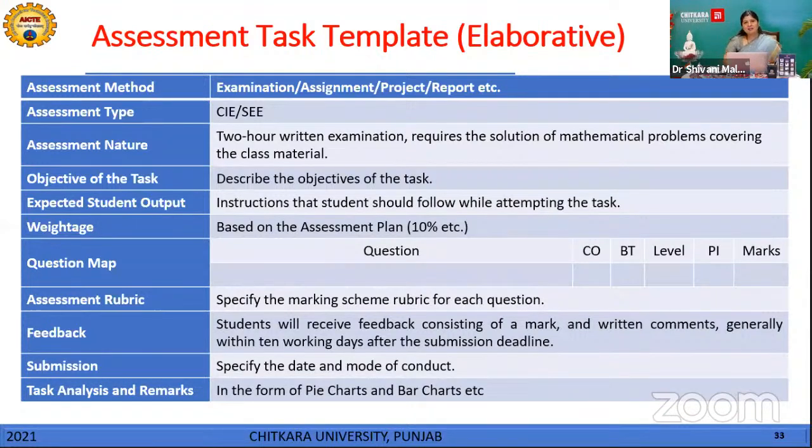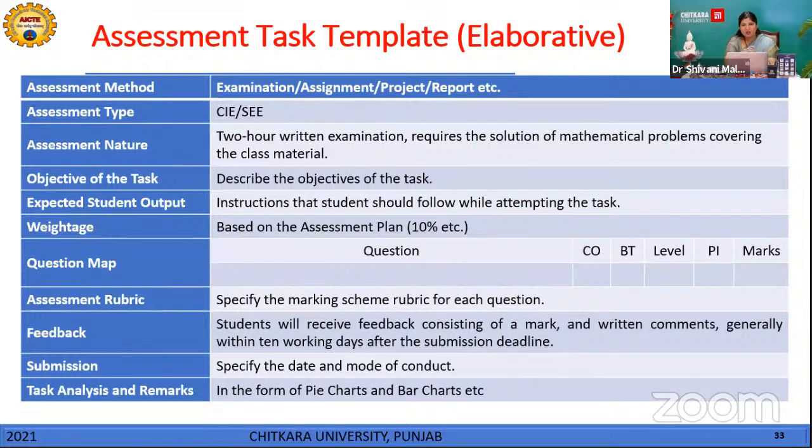So an assessment is incomplete without a rubric. A rubric defines clearly the expectations from a student, what he is tested for, what he is supposed to reply, and how he will be evaluated. All these questions get clear with the assessment rubric. So we must specify a rubric along with the question paper.